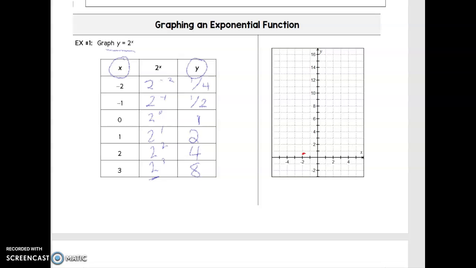-2, 1/4. -1, 1/2. 0, 1. 1, 2. 2, 4. And 3, 8. There we go. Hopefully you're able to tell what type of graph it is. This is an exponential growth. How we know that is this number right here is larger than 1.